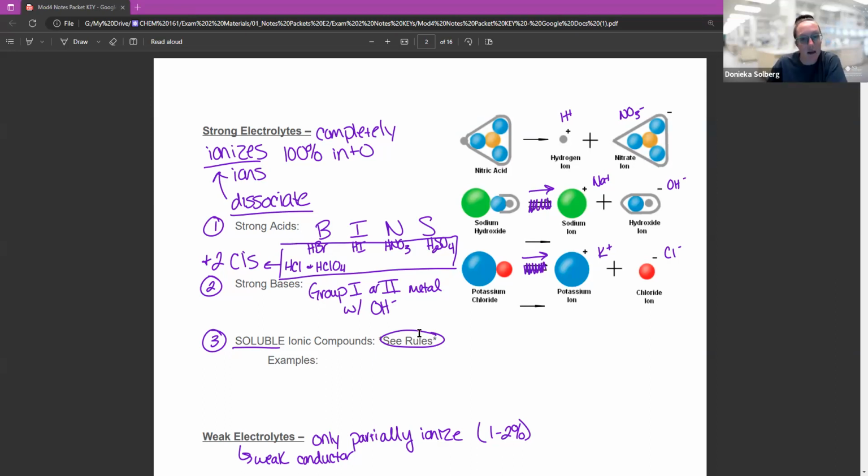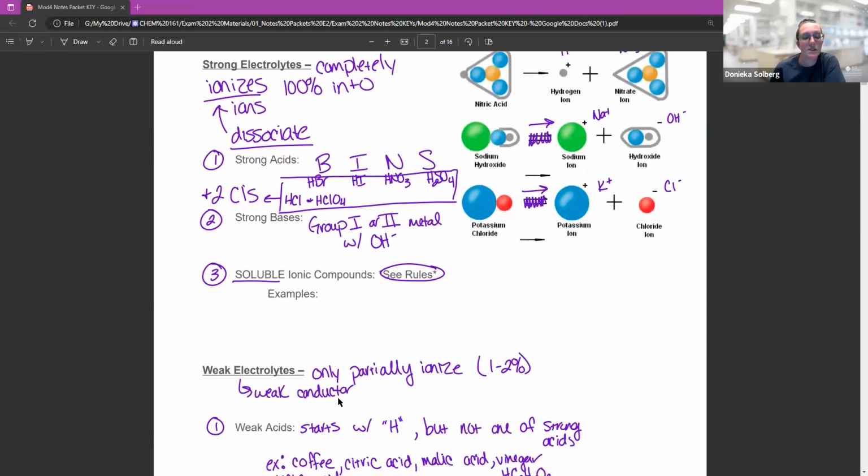Now, what is a weak electrolyte? Okay, a weak electrolyte are things that only partially ionize. So that means like only 1 to 2%. So instead of, for example, KCl breaking completely into K plus and Cl minus, some things, most of them stay together and only 1 to 2% of them actually break apart. These can conduct electricity, but they're very weak because they don't have as many ions.